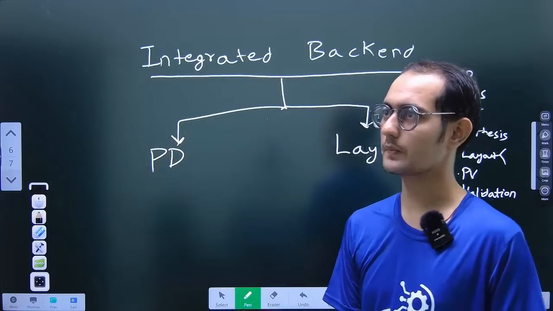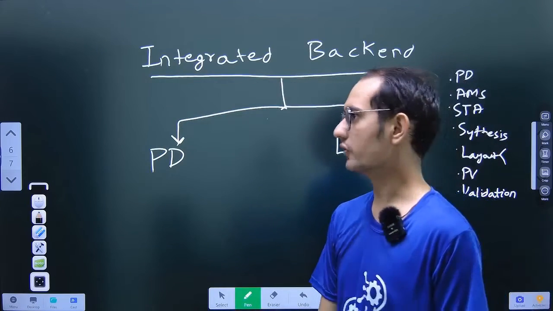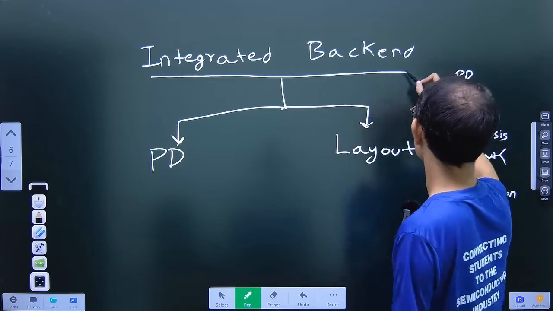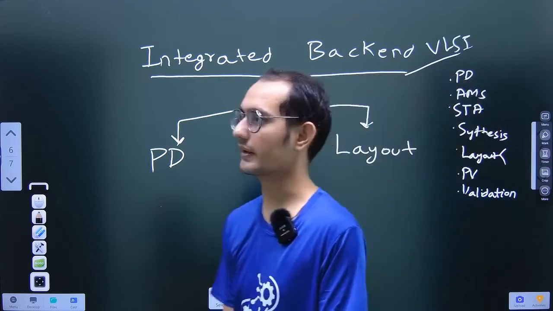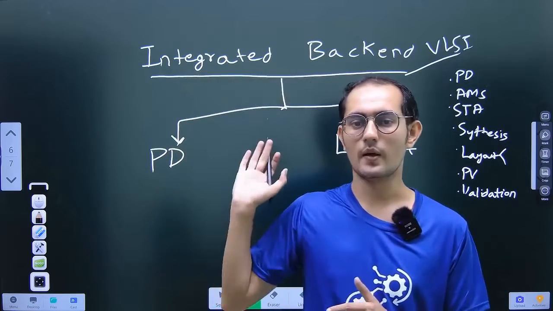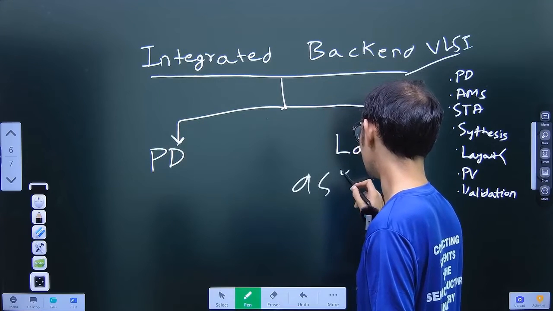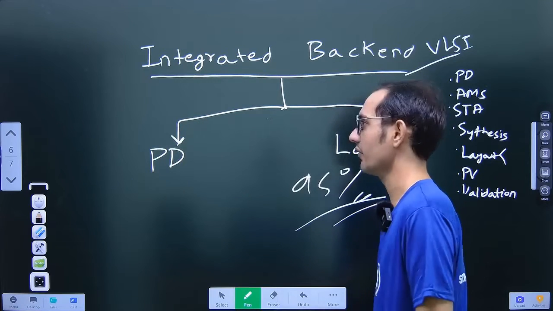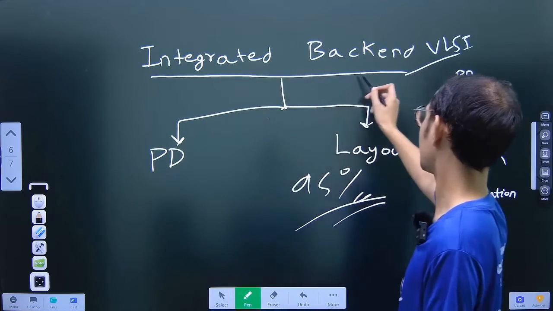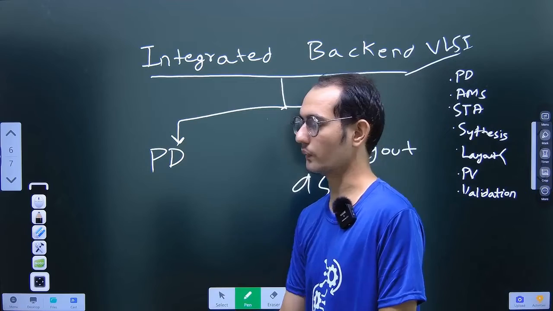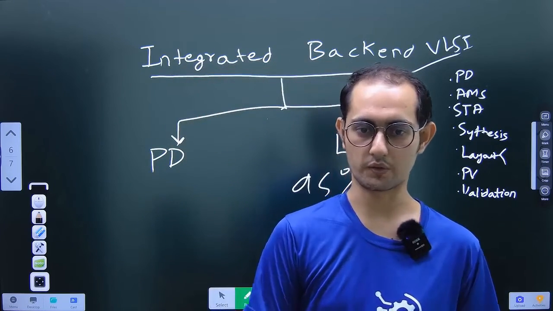Not only this, we are planning to launch one more course in which we will complete the entire backend. Entire backend means physical design as well as layout. So 95% of the things of backend will be covered in this course. This will be integrated backend VLSI. So there will be a lot of job options for you. You can go for it after this course.